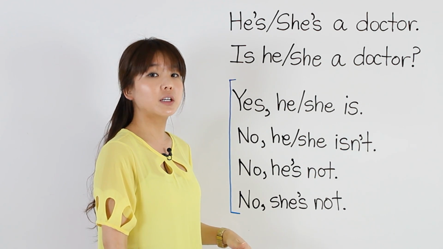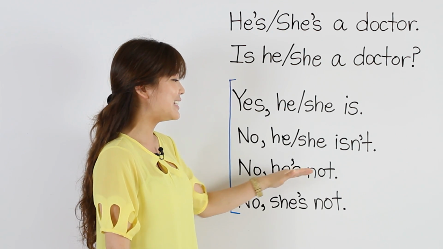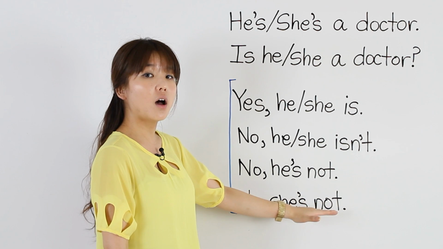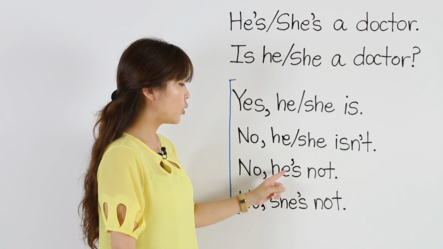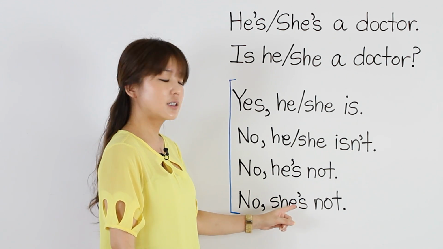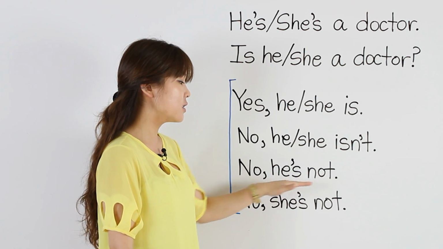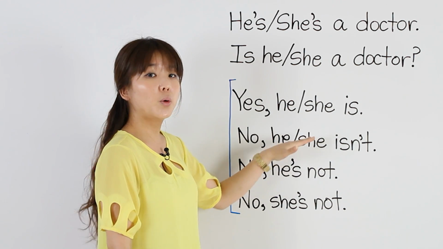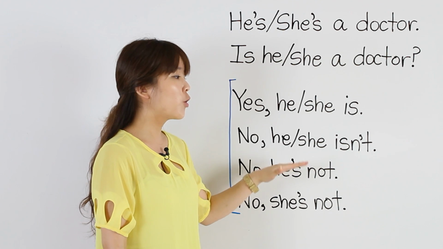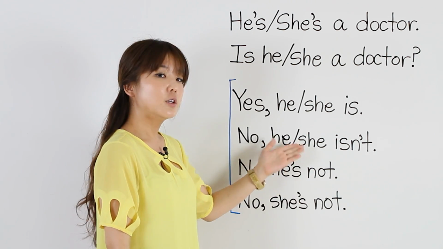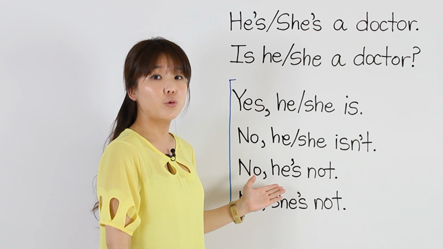Another answer you can give is no, he's not. Or no, she's not. You already know this is a contraction for he is and she is. So no, he's not. No, she's not. Okay, so these are both common and they're both okay to use. Okay, so remember, we can give two different answers for no.